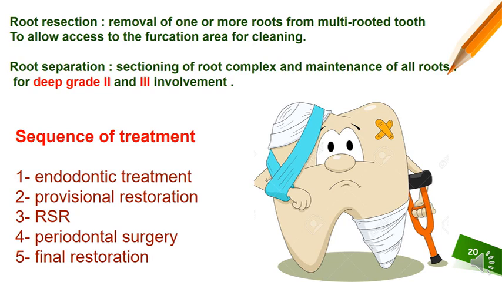This is used in deep grade 2 and grade 3 involvement. The sequence of treatment includes first performing endodontic treatment. In case of resection, we do endodontic treatment for the root that we are going to preserve, and in case of separation, we do endodontic treatment for all roots. Then a provisional restoration to keep the canal orifice sealed, then the procedure we are performing, then periodontal surgery, and finally the restoration.